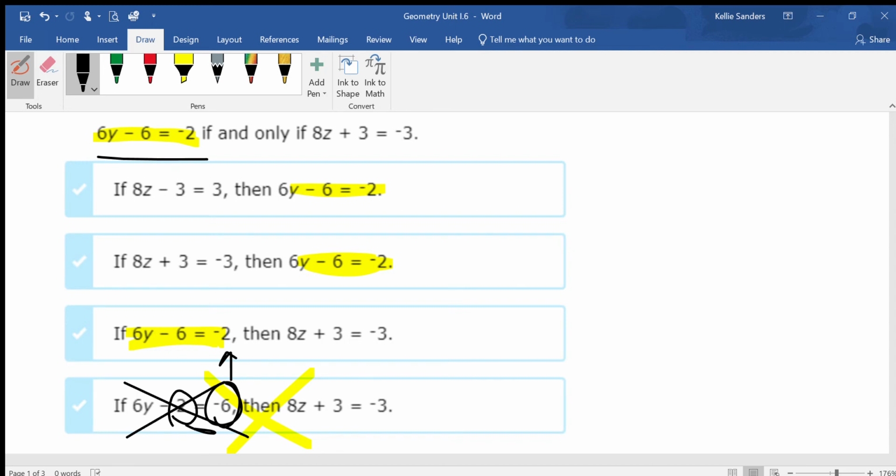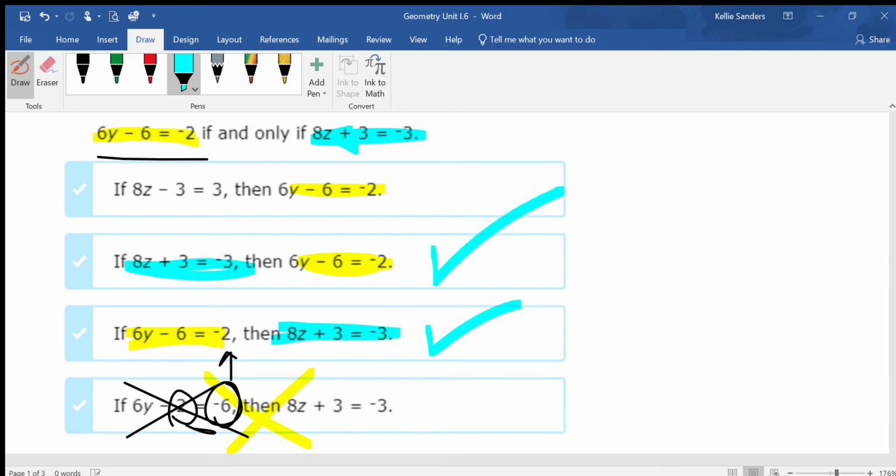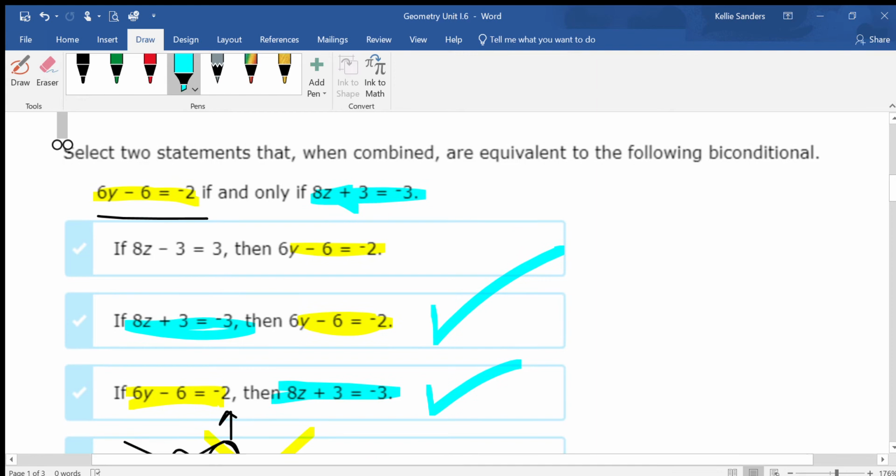So if we have to have a 6y minus 6 equals negative 2 with an if and a 6y minus 6 equals negative 2 with a then, we also need an 8z plus 3 equals negative 3 with an if, and we need it with a then. And it says select two statements. So those are the two statements.